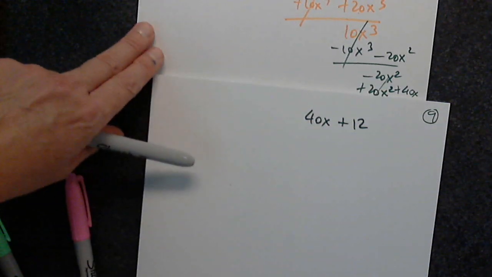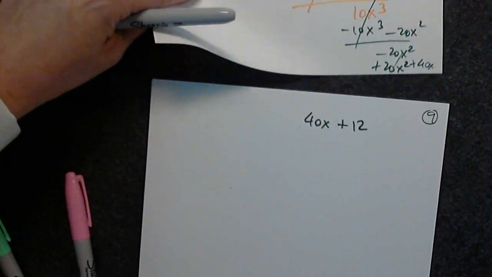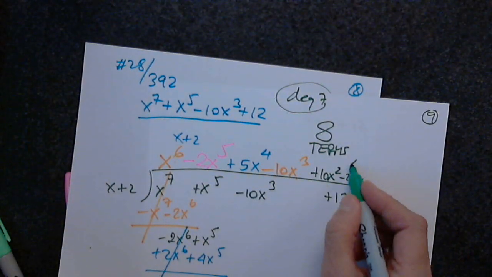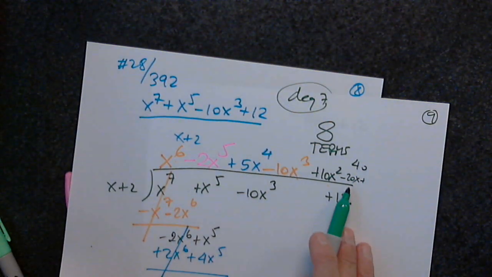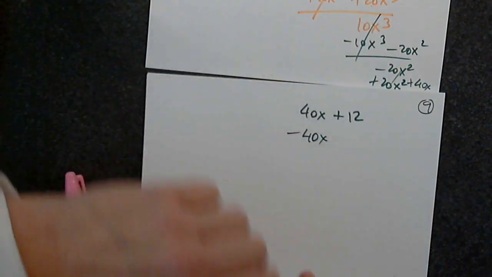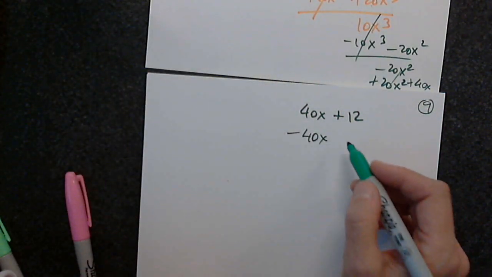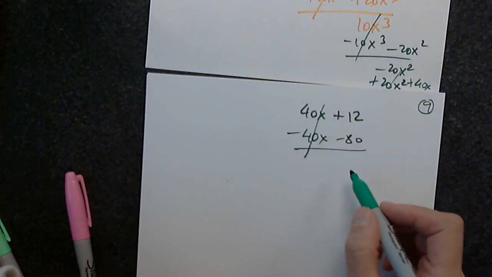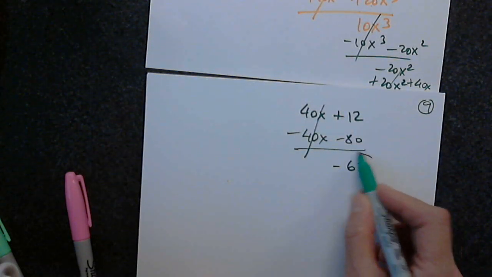And finally, positive what? No, just 40. Remember, we already had 20x. The last one cannot contain x. So this is negative 40x, and then 40 times 2 is 80 minus 80. So this is negative 68.